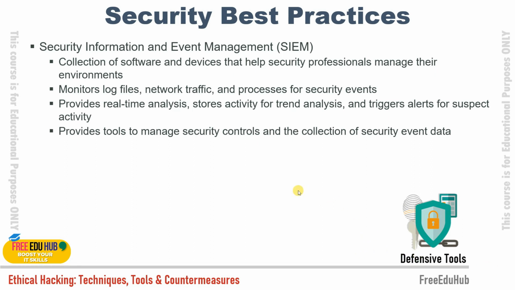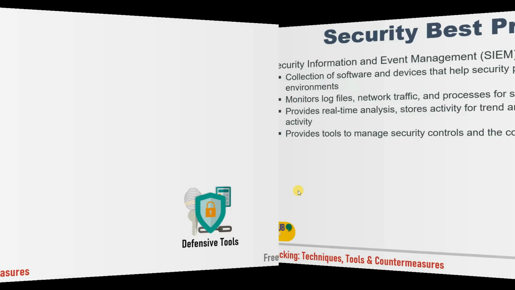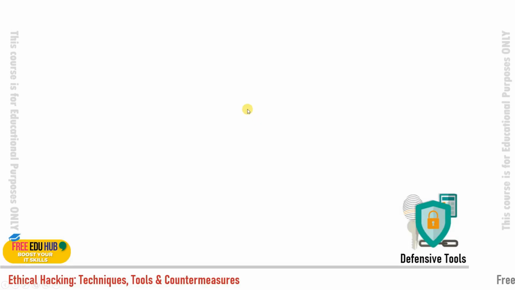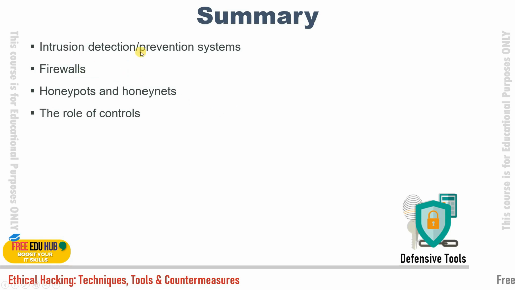So that brings us to the end of the chapter, and the summary is intrusion detection and prevention systems. Then we talked about firewalls, honeypots and honeynets, and the role of controls as well. I hope this course helped you in understanding basic stuff about ethical hacking.